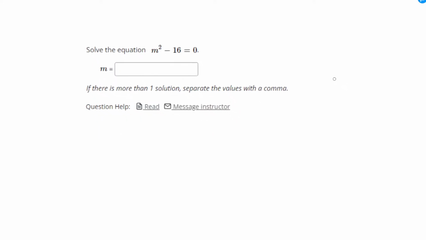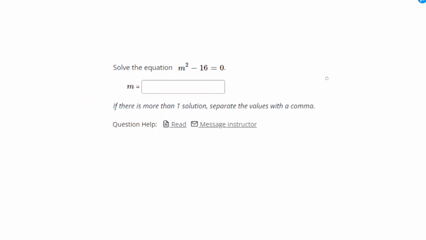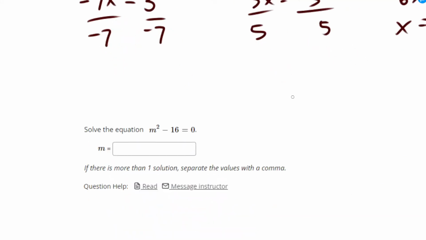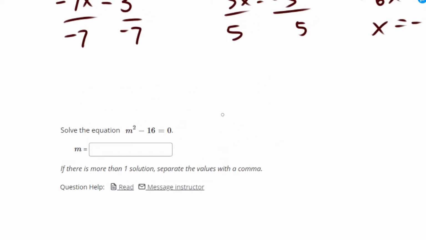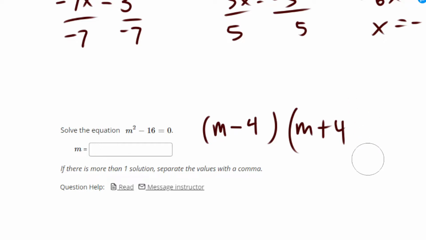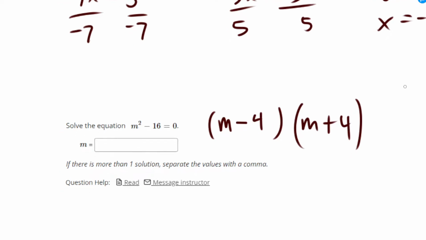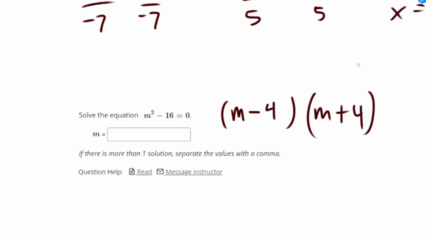Solve the equation m squared minus 16 equals 0. So this one is combining some of the stuff that we've learned in previous chapters, so we need to factor this, and then we need to set that equal to 0. If you remember our difference of squares, we know that we have m minus 4 and m plus 4. If you're confused on how I got that, please watch my previous video, which was 3.5.4, factoring difference of squares and difference of cubes. In the meantime, we want to set these equal to 0, so we know that our answers are going to be +4 and -4.